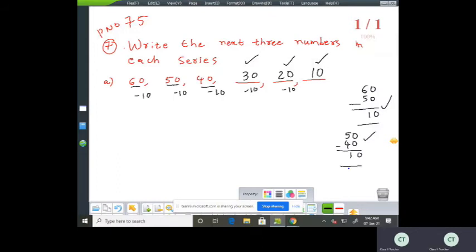Okay, children, this series from question A decreased by 10. 60 minus 10, 50. 50 minus 10, 40. 40 minus 10, 30. 30 minus 10, 20. 20 minus 10, 10. Our answers are 30, 20 and 10. This is question A. Now question B.